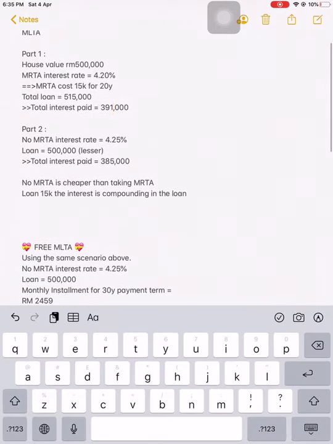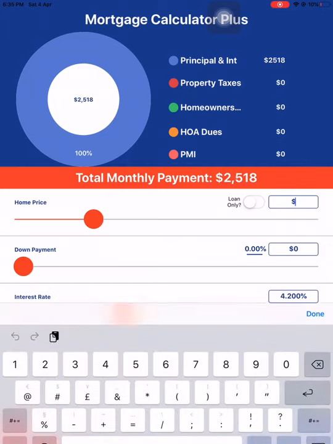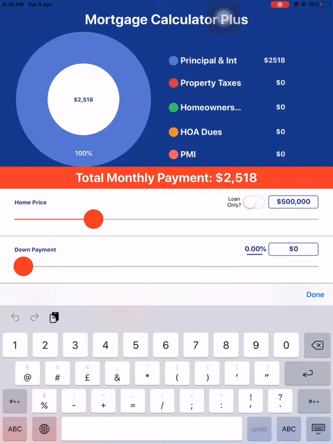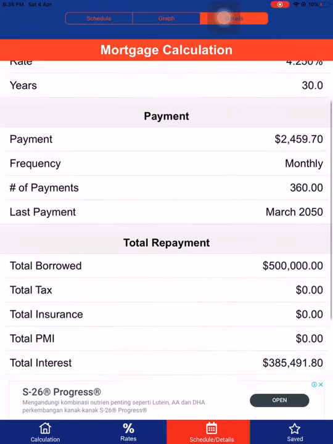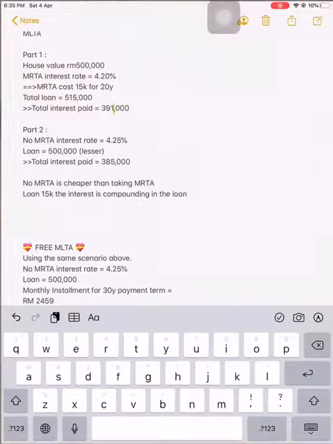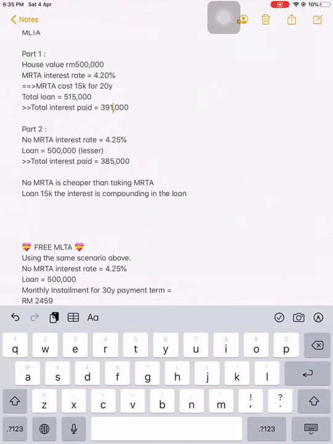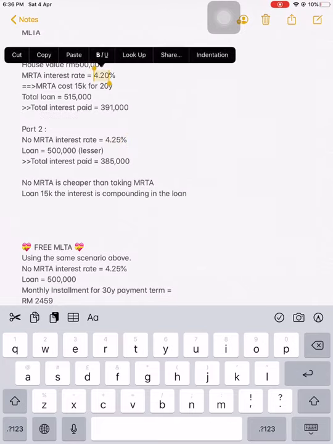What if I don't take the MLTA from the bank? So the banker will say I will impose a higher interest rate, which is 4.25%. Okay, let's check. Now my loan is only 500,000, but I have a higher interest rate, 4.25 for 30 years. So look into the interest paid is 385,000. So from here, no MLTA is cheaper than taking the MLTA, although the interest rate without MLTA, 4.25, is higher than with MLTA, 4.2%.